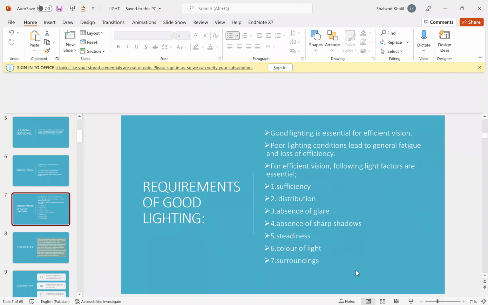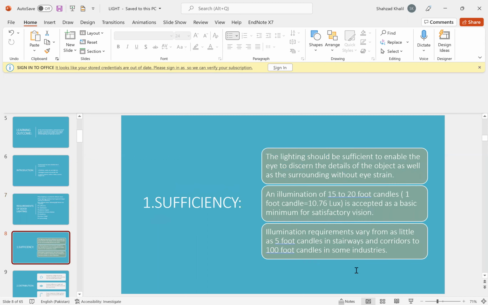Requirements of good lighting. Good lighting is essential for efficient vision. Poor lighting conditions lead to general fatigue and loss of efficiency. For efficient vision, the following light factors are essential: sufficiency, distribution, absence of glare, absence of sharp shadows, steadiness, color of light, and surroundings. Now I'm going to discuss them one by one.